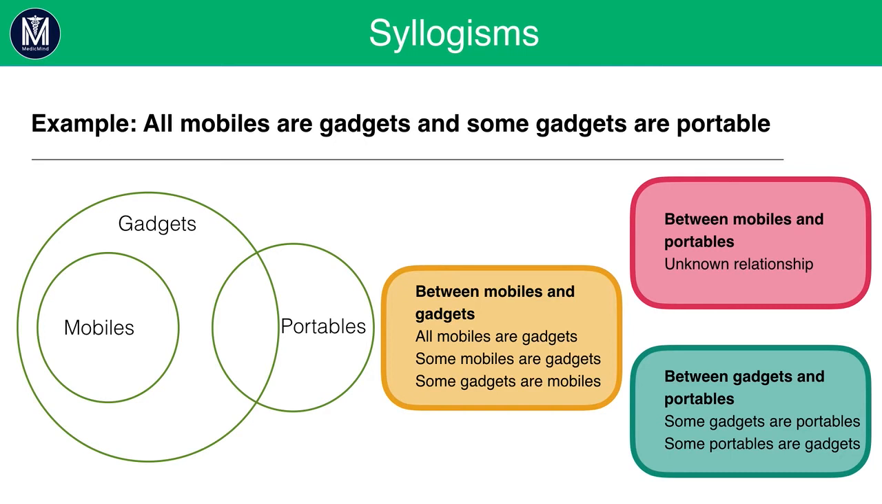Between mobiles and portables, there is an unknown relationship. Let's look at this diagram. This will help us understand what I was trying to say before a lot more clearly. All mobiles are gadgets, but remember there are so many other types of gadgets. There are iPods, there are headphones, that sort of thing. We know that some gadgets are portable, but we don't know from that information that mobiles and portables have a relationship. We know in real life, yes, there can be portable mobiles, but from the statement, this can't be deduced at all.